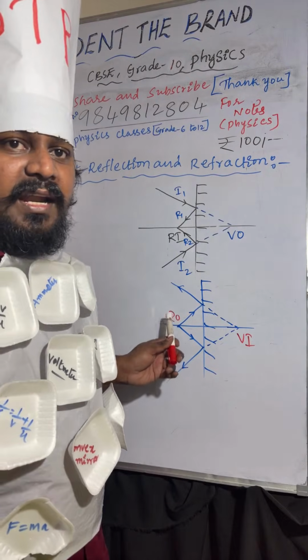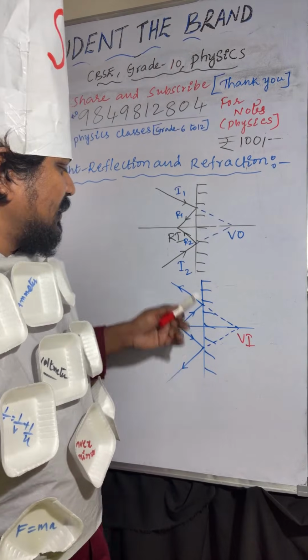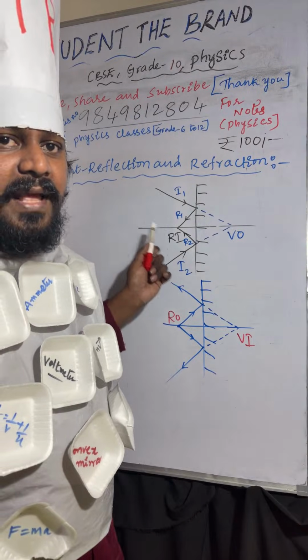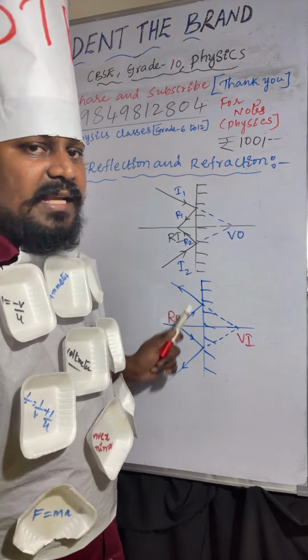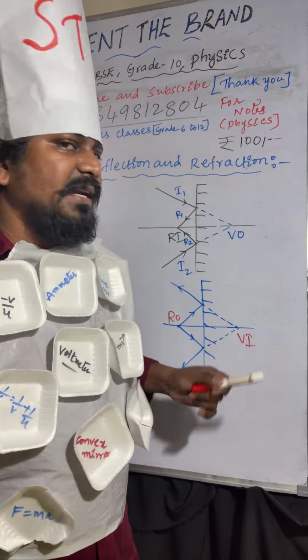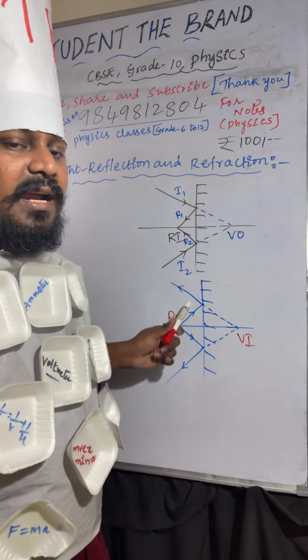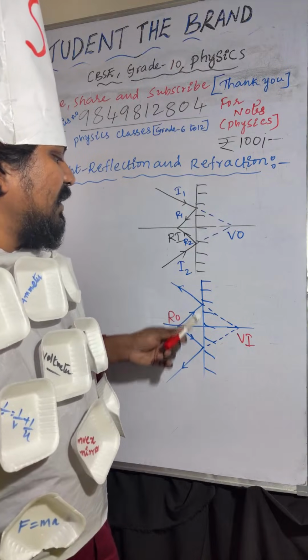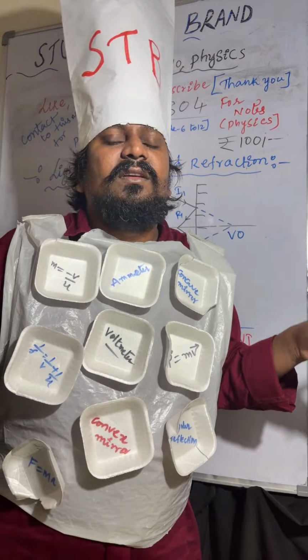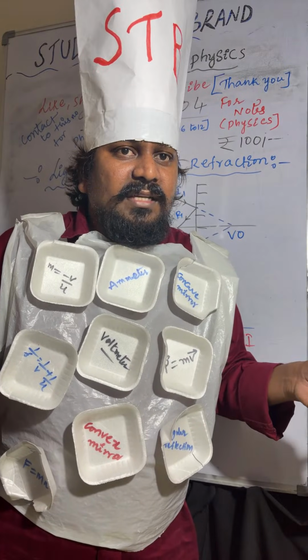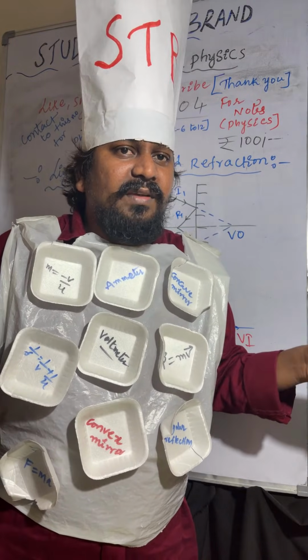From this point, light rays are coming. After reflection, those light rays are moving away from the principal axis. So we are extending these reflected light rays. Extended reflected light rays are meeting at one point. Their image is forming. That is a virtual image. Yes or no? That is a virtual image. I hope it is very clear.